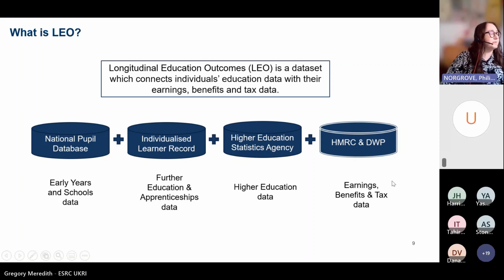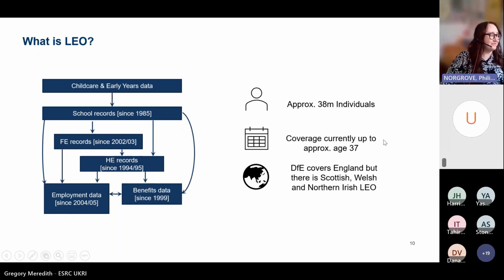And I think someone just popped up asking a question about the years. I think you'll be able to see that from this slide here. So again, all of this together in a relational format is LEO. You can see the years here where the data starts. We have school records since 1985, further education records since 2002, etc.